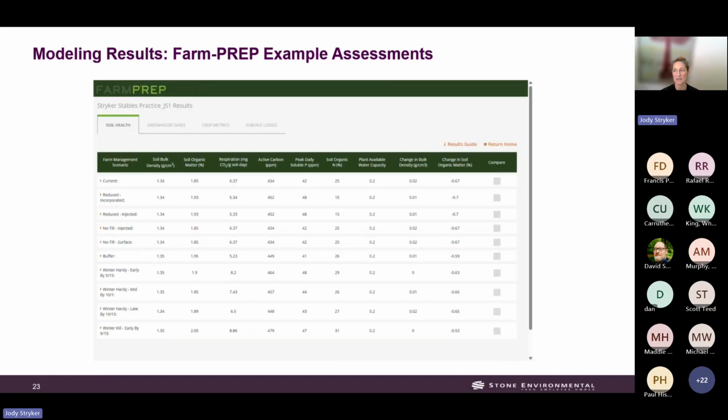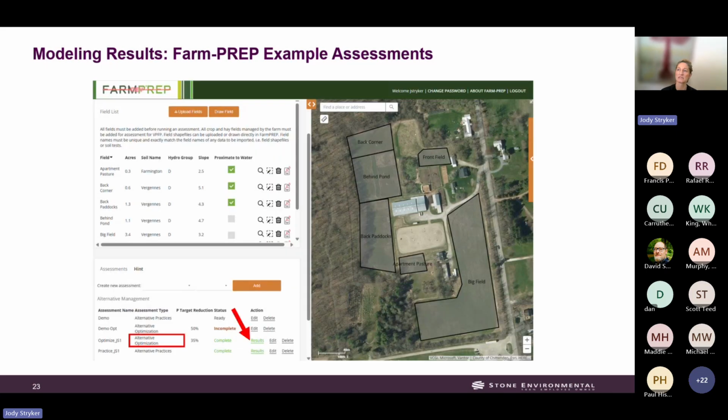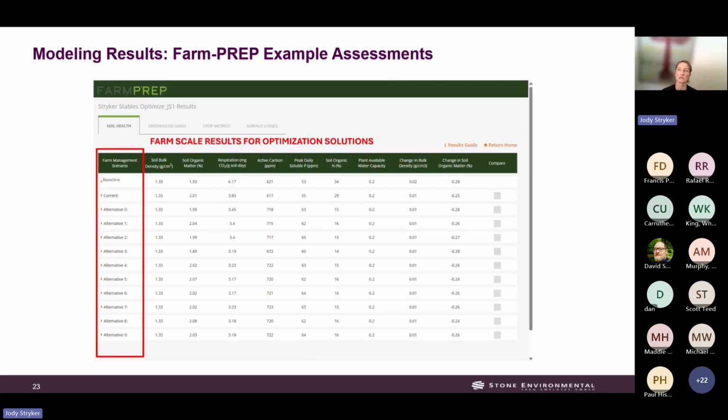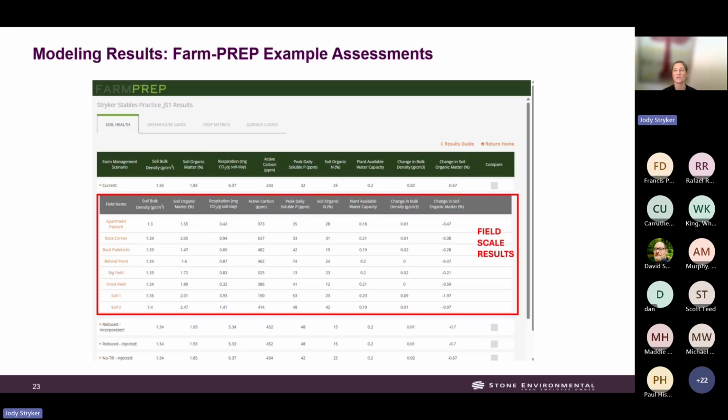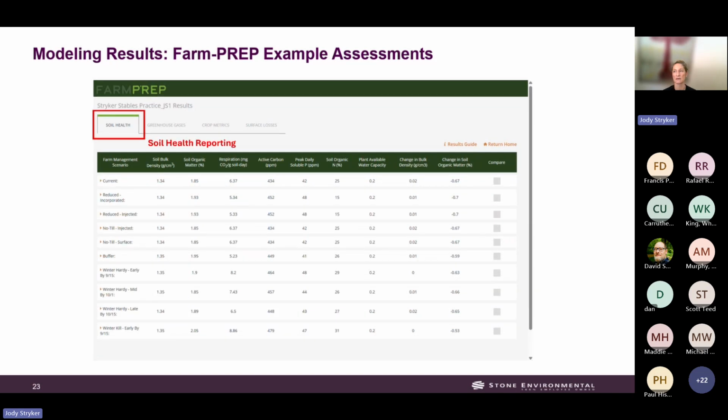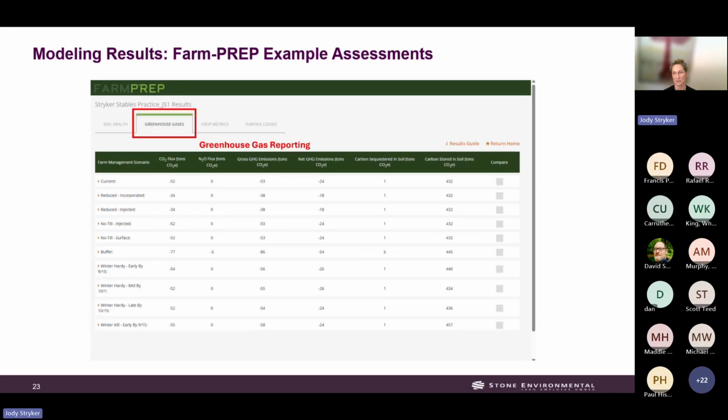So the compare by scenario option also allows you to map certain results. So for example, you could easily look at what fields are likely resulting in more erosion and phosphorus under your current management, or what fields store more carbon due to cover crops or no-till implementation.